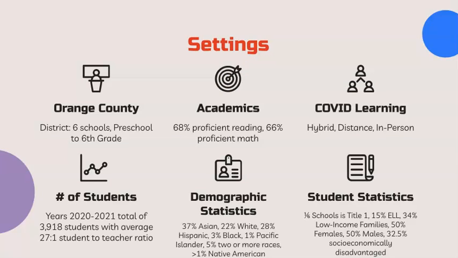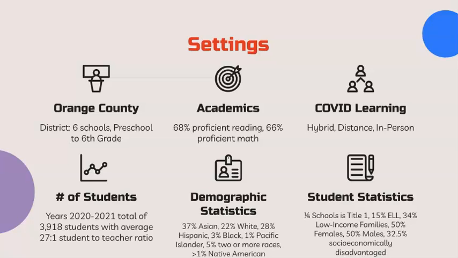Here are some things about the school district that I work in. It is in Orange County with a total of 6 schools, teaching grade levels from preschool all the way to 6th grade. I also provide academic statistics and statistics for the number of students and the student to teacher ratio. On this slide, you can also see demographic statistics and other types of student statistics, such as how many English learners there are in the district and how many females and males, low-income families, etc.